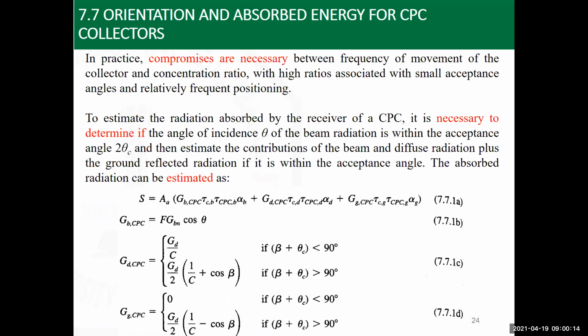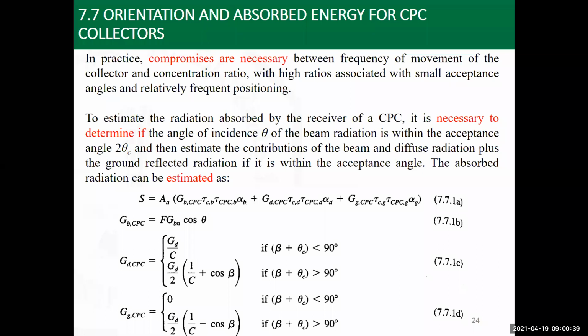Yeah, it depends on the angle. At a certain angle, you may have beam radiation only, or you may have beam radiation and diffuse radiation, or you may have beam radiation, diffuse radiation, and ground reflected radiation. What's the condition? The condition is given here in equations 7.7.1b, 7.7.1c, and 7.7.1d.